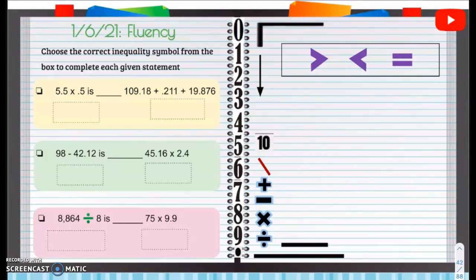January 6th, 2021. Fluency. Choose the correct inequality symbol from the box to complete each given statement.